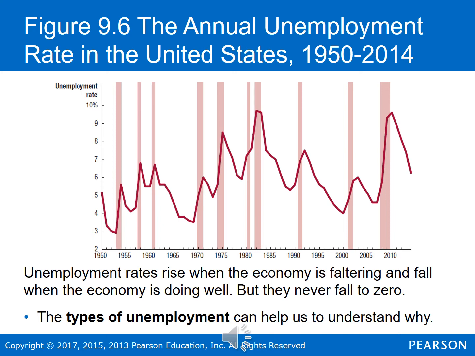So on this slide, here's a figure showing the annual unemployment rate in the U.S., going from 1950 to 2014. As we can see, it's constantly rising and falling over time. So when the unemployment rate is rising, the economy is doing poorly. And when the unemployment rate is falling, the economy is doing quite well. But you'll notice they never fall to 0. In fact, the unemployment rate doesn't get much below 3 at any point on this unemployment chart. So the types of unemployment can help us understand why there's always going to be some unemployment in the economy.